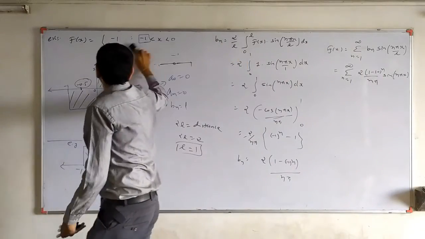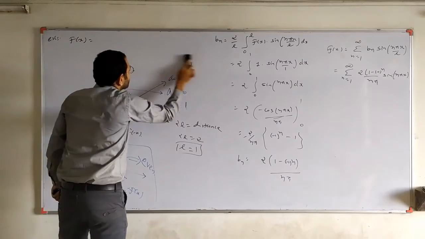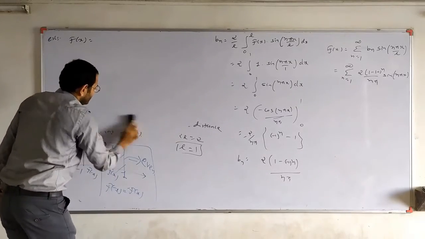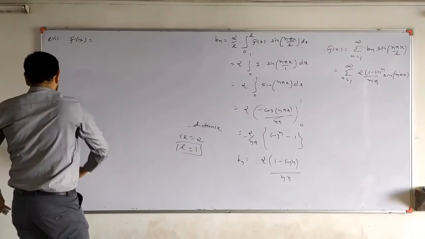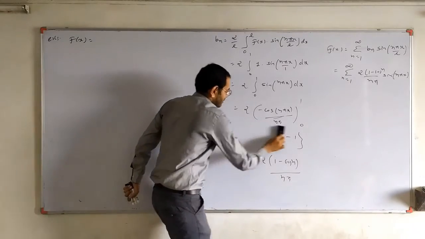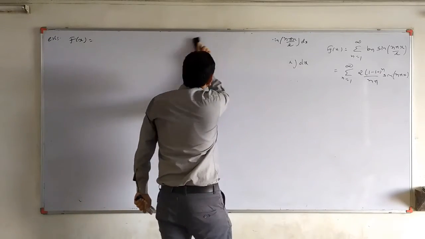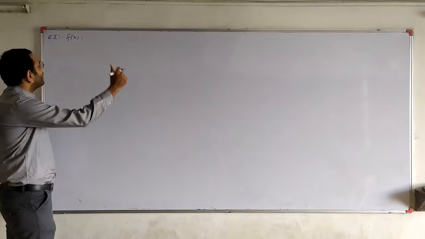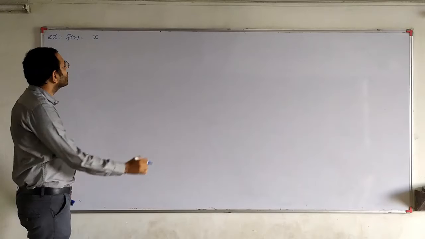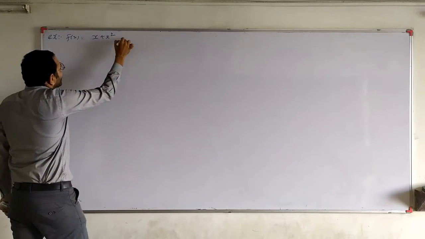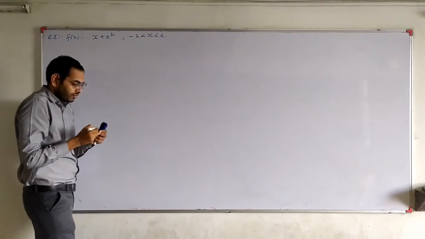Similarly, if we find the next counter example, the next counter example is find the Fourier series of f of x equal to x plus x square, interval is minus 2 less than x less than 2.